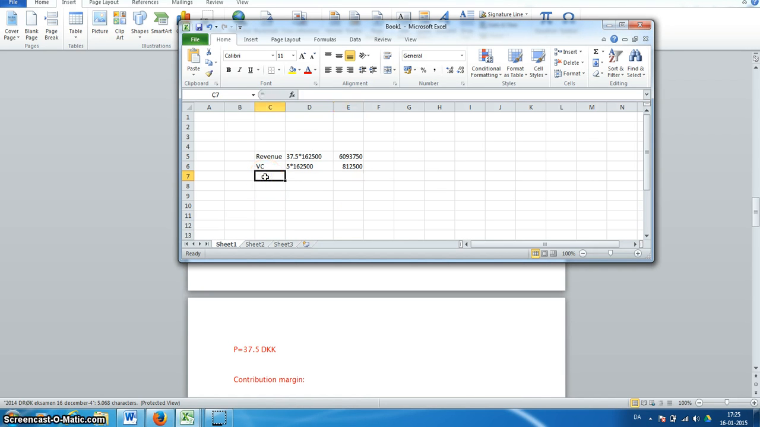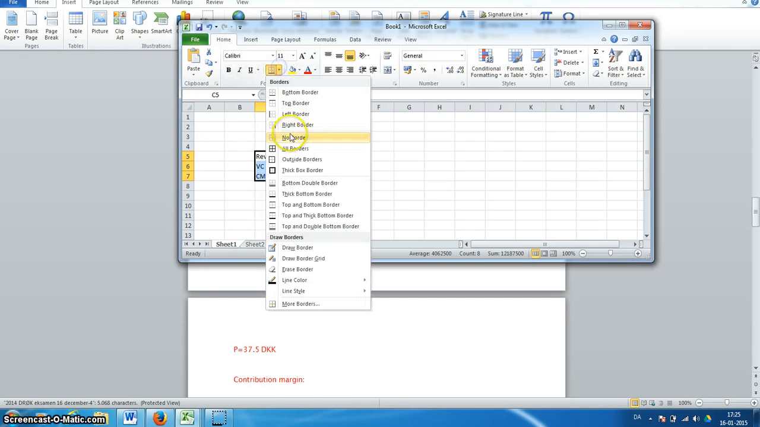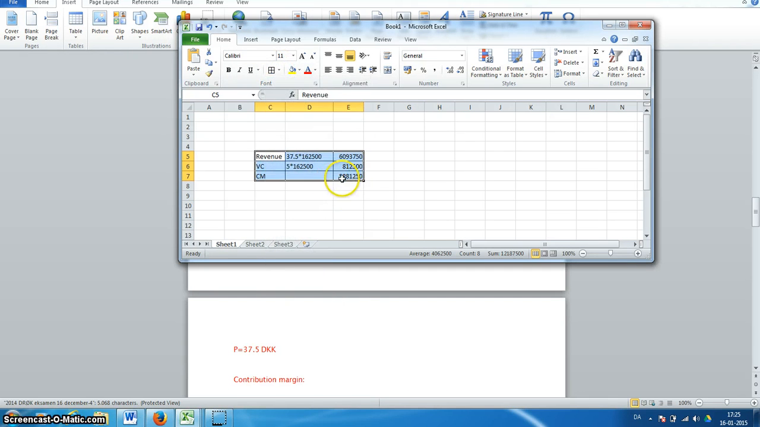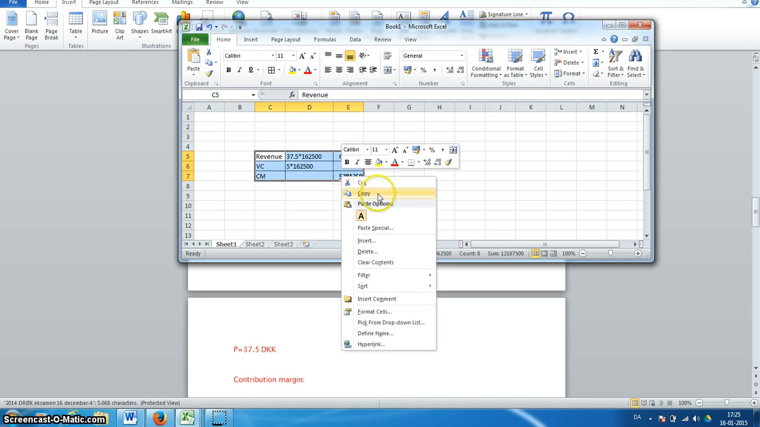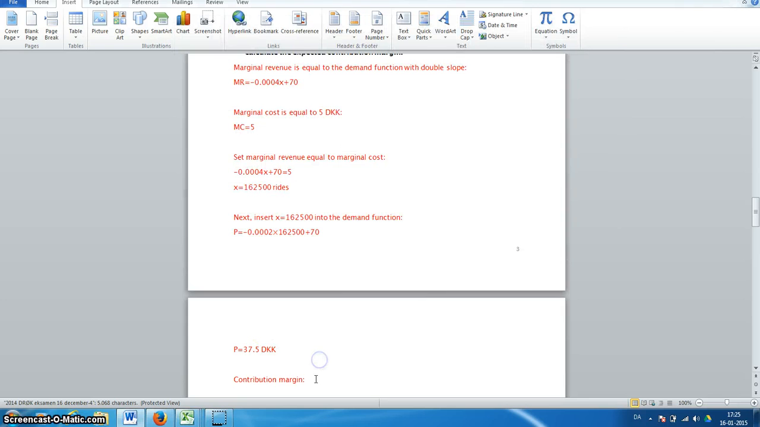And lastly we write contribution margin, or just CM, and that's equal to revenue minus variable costs. And we can just do like this. And then that's it. So this part we can actually copy and place here.